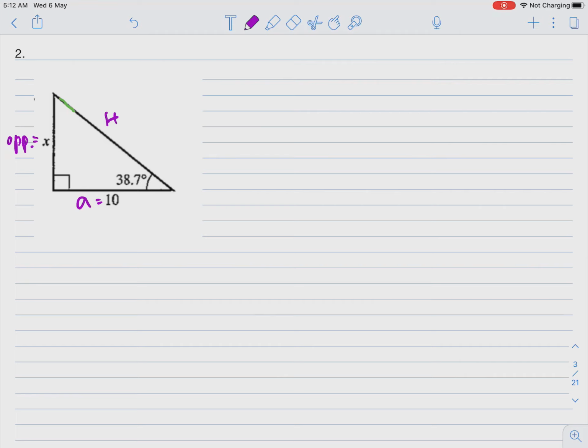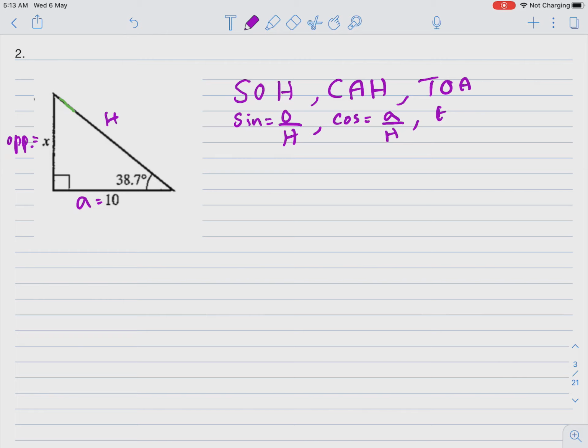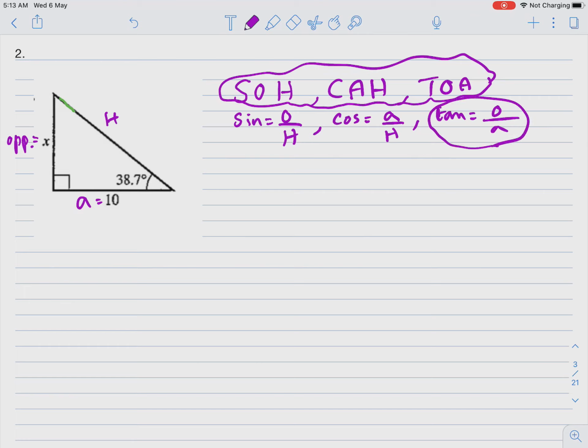So which rule deals with opposite over adjacent? Now there is something that you can remember with SOH CAH TOA. What does this mean? Sine is opposite over hypotenuse. Cosine is adjacent over hypotenuse. And tan is opposite over adjacent. So you can just memorize them using SOH CAH TOA. Now, which rule deals with opposite over adjacent? It is the tan. So I will say tan.